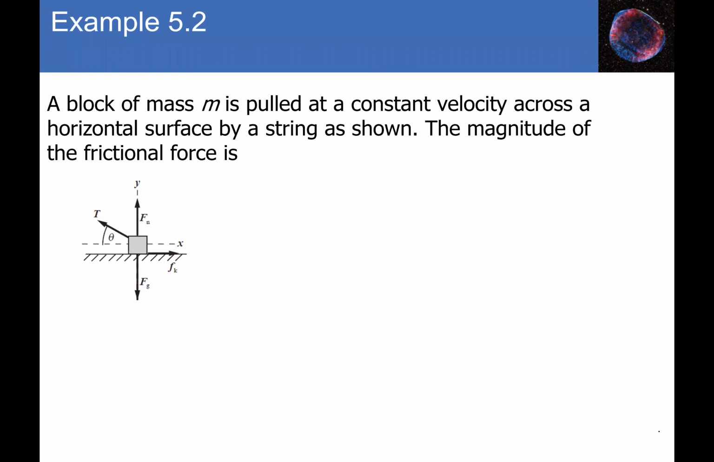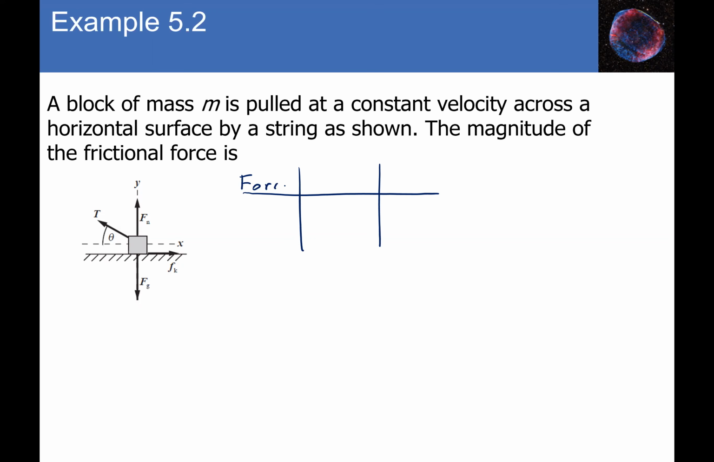All right, so here's another one. A block of mass m is pulled at a constant velocity across the horizontal surface by a string as shown. The magnitude of the friction force is, again, what we want to find. Similar example, but this time it's being pulled to the left by a tension at an angle. But still, we approach it the same way.